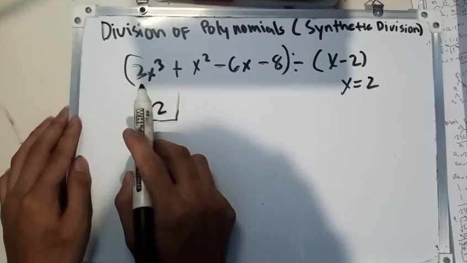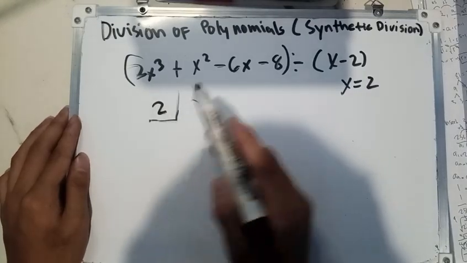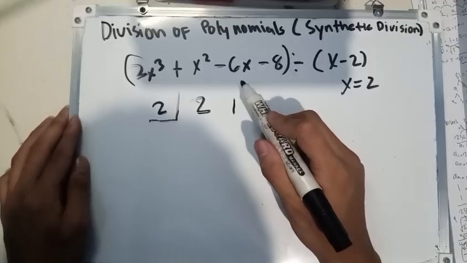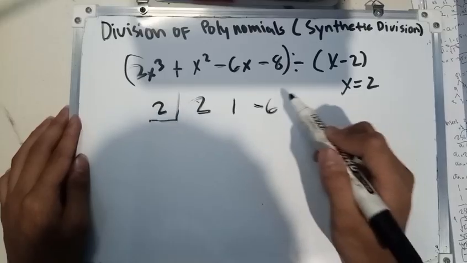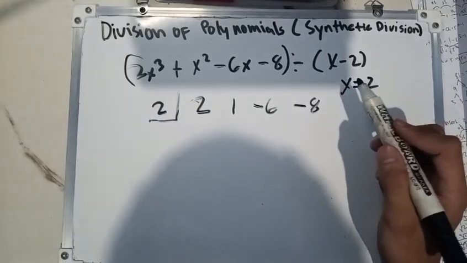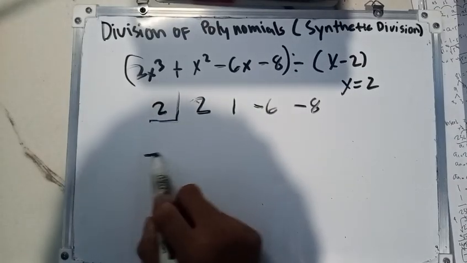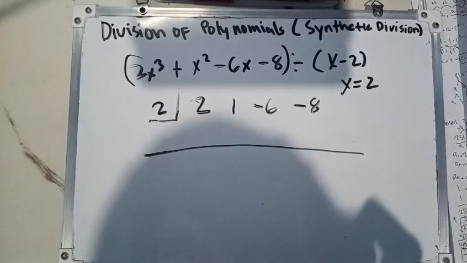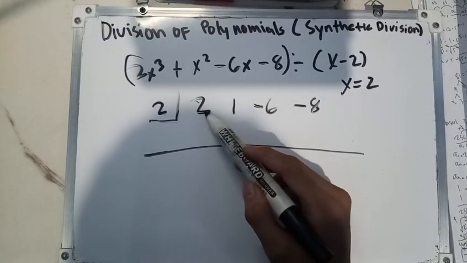So let's start with 2x cubed. The coefficient of 2x cubed is positive 2. Well, for x squared, it's 1. Well, for 6x, it's negative 6. And for the constant term, it's negative 8. We also want to leave a space below them and draw a line. Now, first thing that we will do is to bring down the leading coefficient, or the 2, below this line.